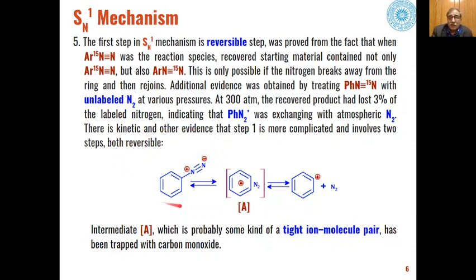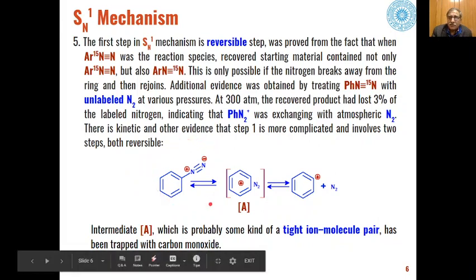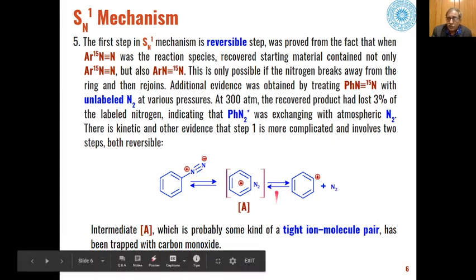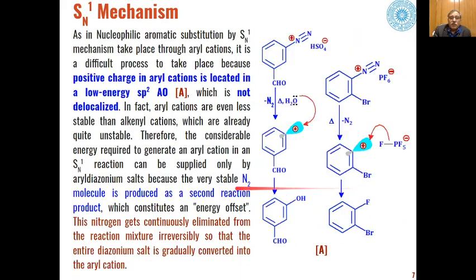And this kinetic evidence and other evidence shows that step 1 changes from this state to a more complicated tight ion molecular pair, which ultimately dissociates to give us a molecule of nitrogen, and a phenyl cation is formed. This type of tight ion molecular pair has also been trapped with carbon monoxide. Then there are some examples which prove that nucleophilic aromatic substitution takes place by the unimolecular nucleophilic substitution mechanism.